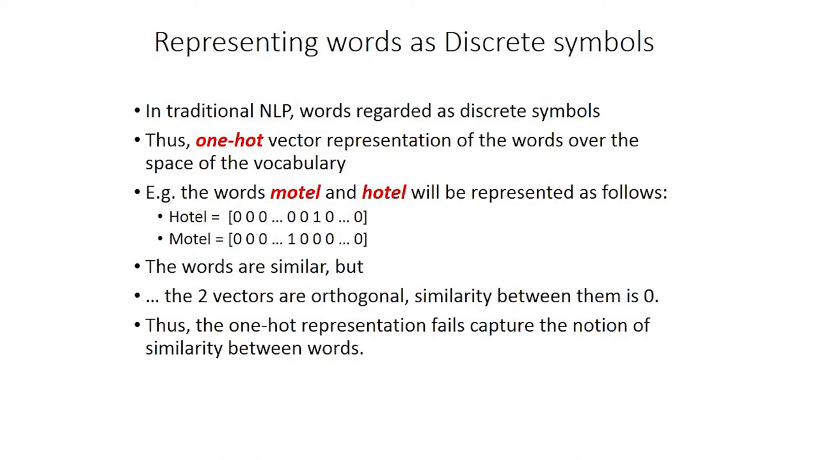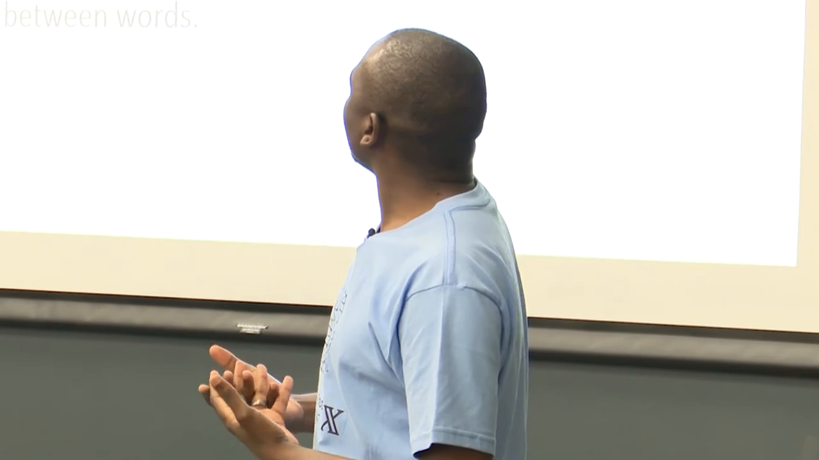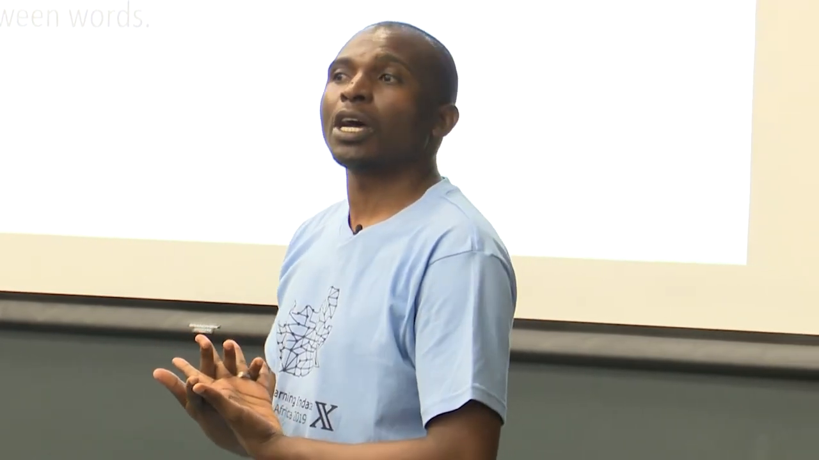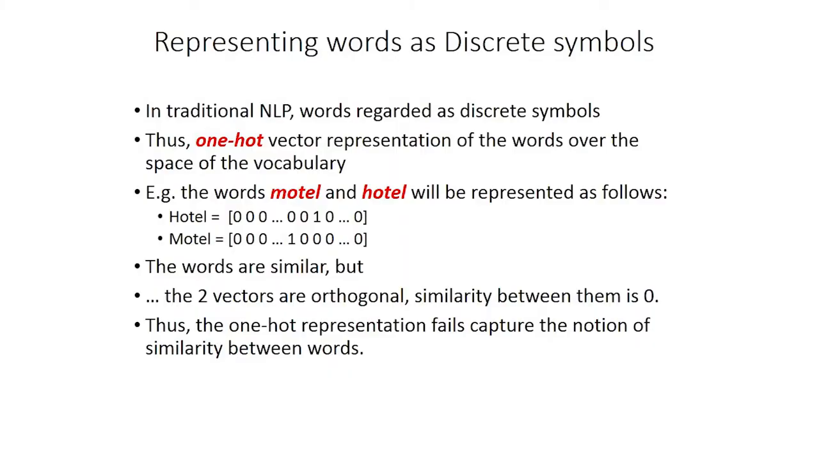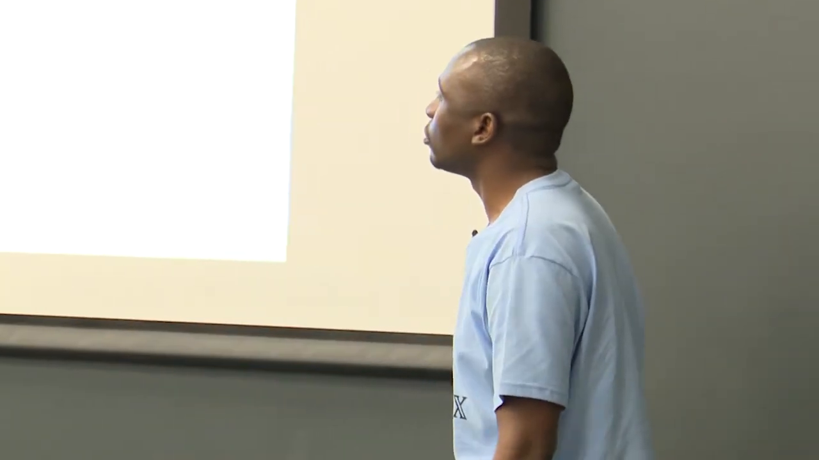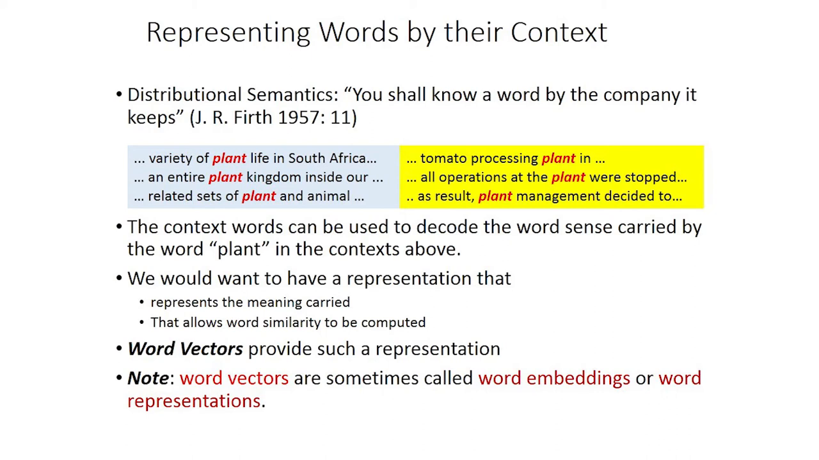But we know these words are similar. If we now use vector similarity measures to get the similarity between these two words, we'll see that these vectors are orthogonal, so similarity is going to be zero. That representation is not going to help us. We need a better representation that is able to capture similarity between words. So we can use the context in which the word appears.